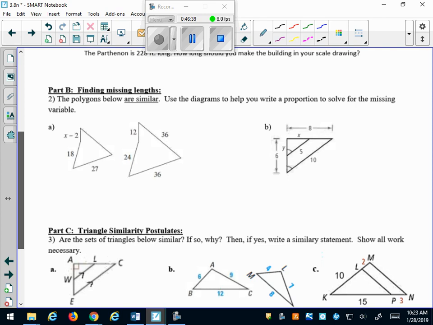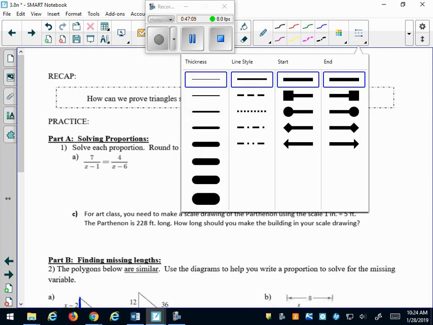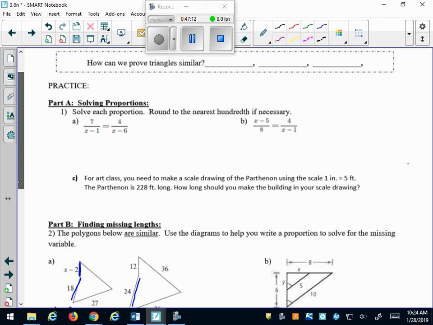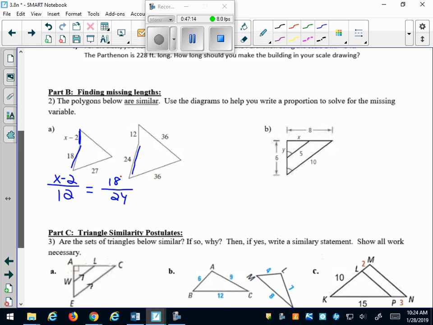So in this case, we have x minus 2. And what is the corresponding side to that? The 12, right? So you're going to be writing proportions for this. Now I just need another side from this smaller polygon. 18, and that goes with 24. Could I have used 27 and 36? Sure, that should work. Now 18 over 24, remember I said simplify any fractions you can? Even this, right? They can both be divided by 6, so this becomes 3 over 4.